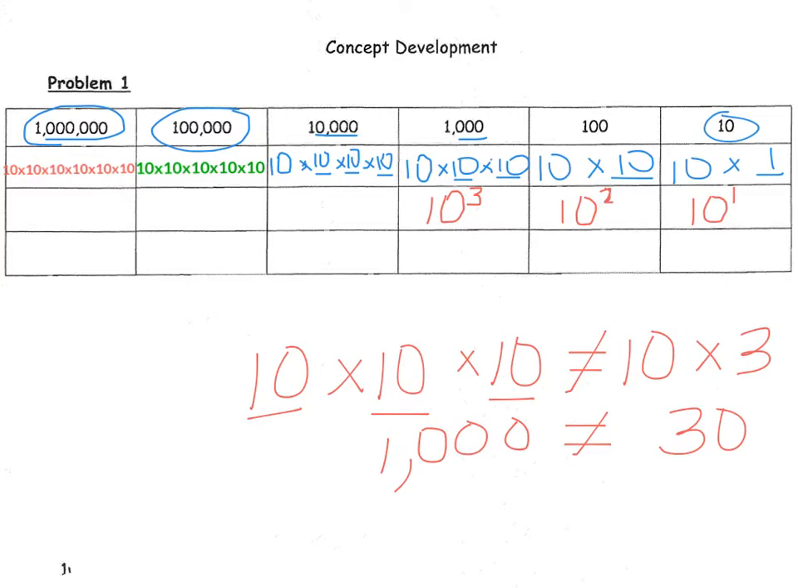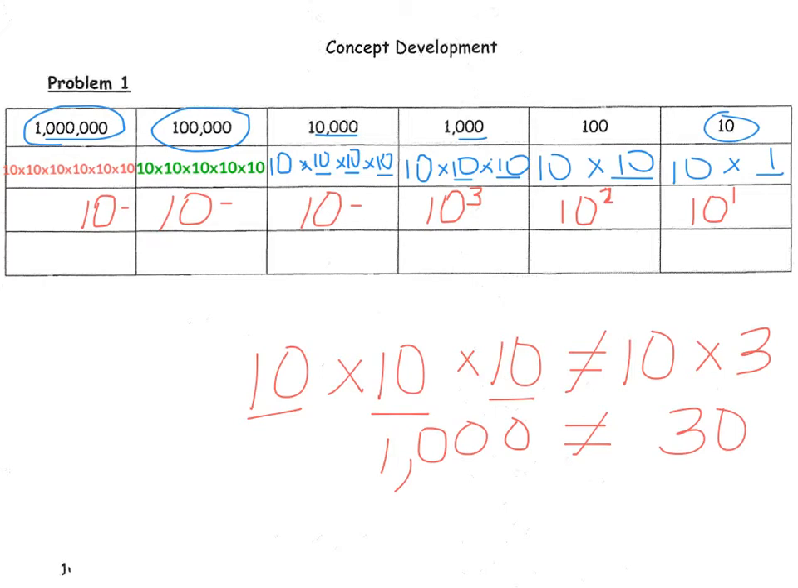So now I want you to figure out what would be the exponent for 10,000, 100,000, and 1,000,000. And we'll check in a moment. So click pause and solve for 10,000, 100,000, and 1,000,000.